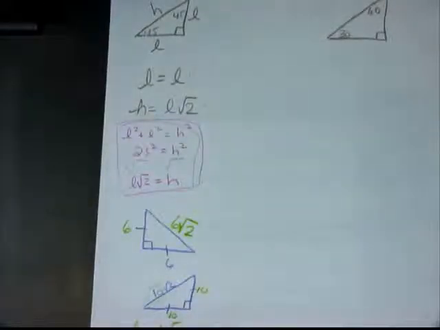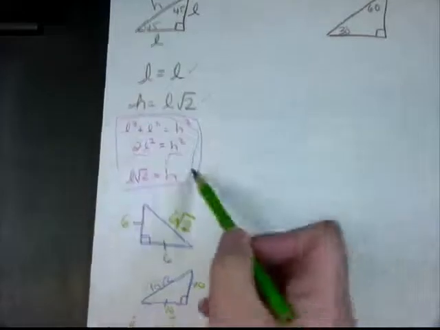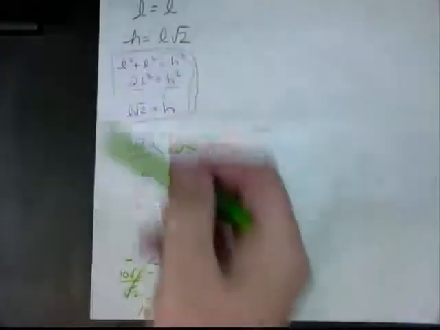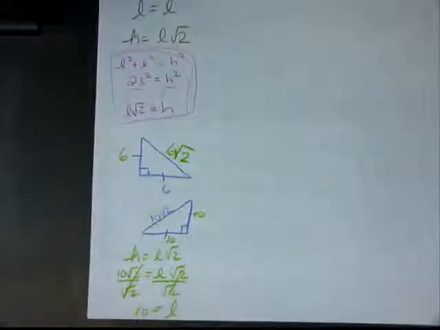When it comes to these 45, 45, 90s, and then soon here the 30, 60, 90s, if you know the relationship, you do not have to show the work, like the proving or the work here. You can just go straight forward and answer the triangle.